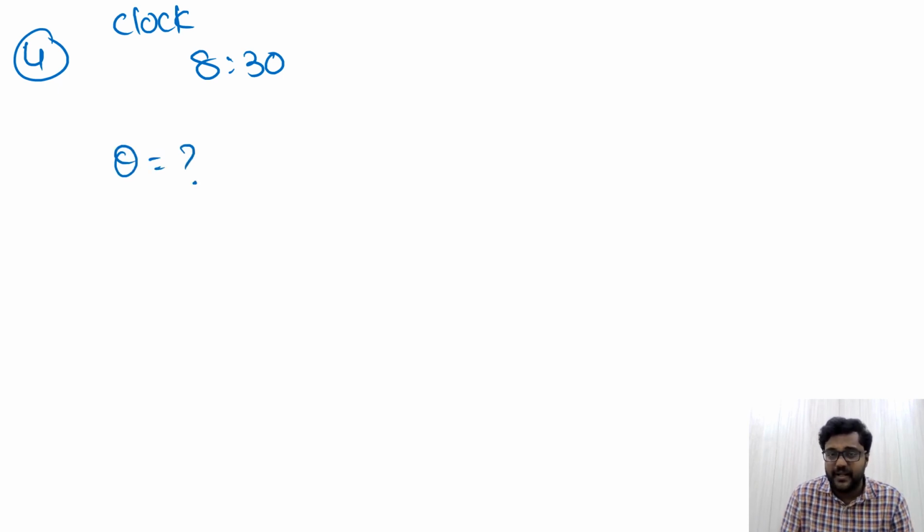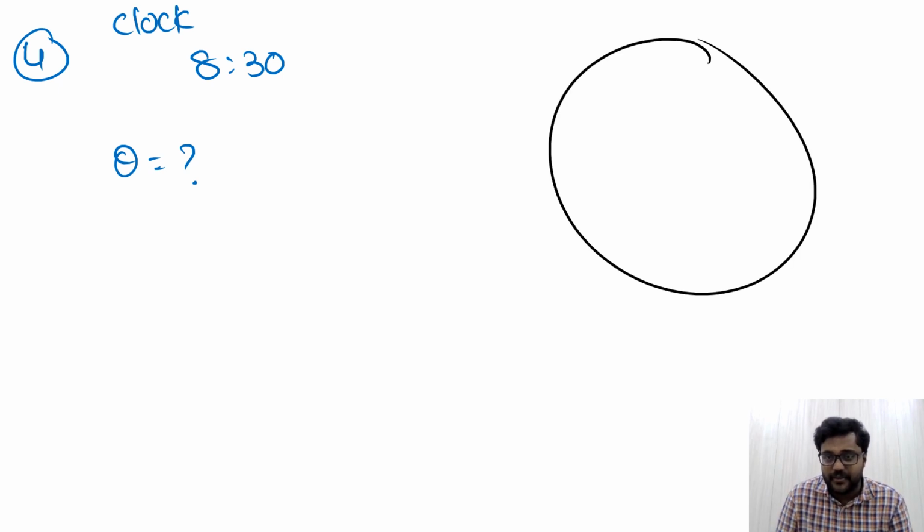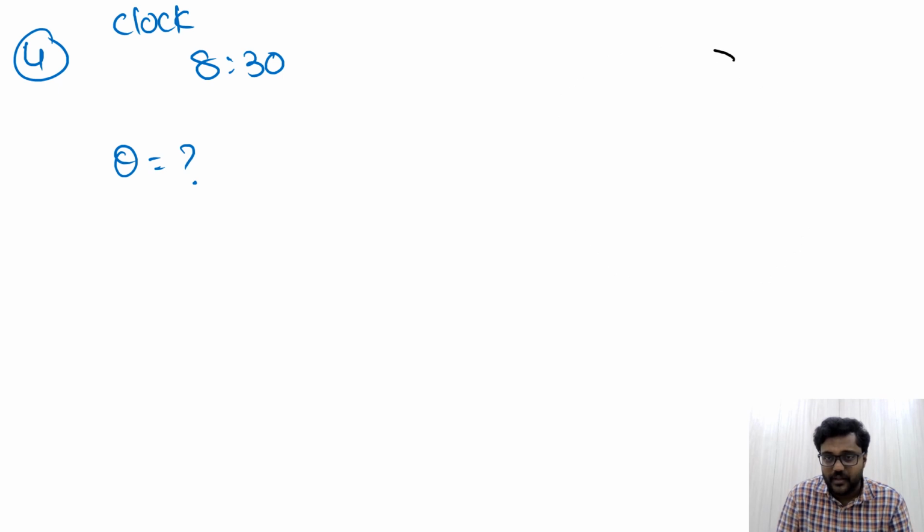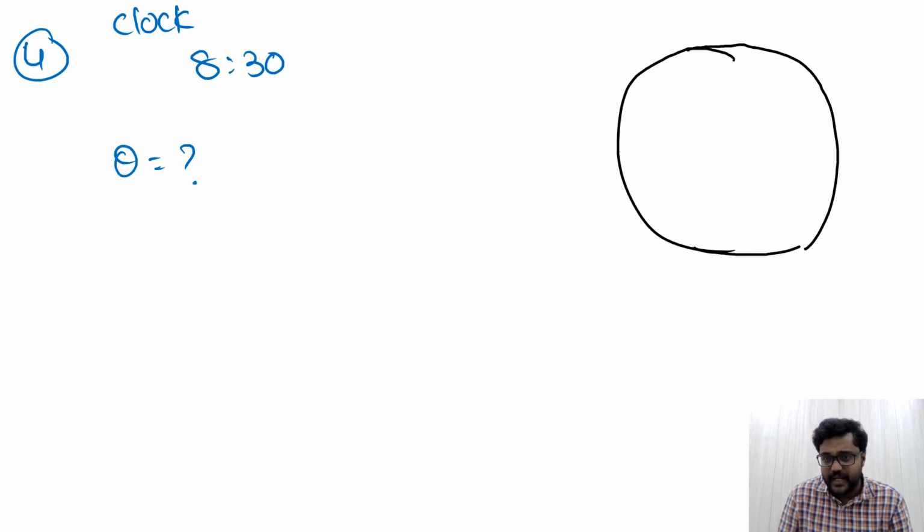What is the angle between hands? Now see this question, it is 8:30. For example, in the question they mentioned 8:30. Now what is the angle between hands? Directly you can do it with a formula also, formula in the sense we discussed now. Each minute hand, how much angle, each hour, like that also you can do.